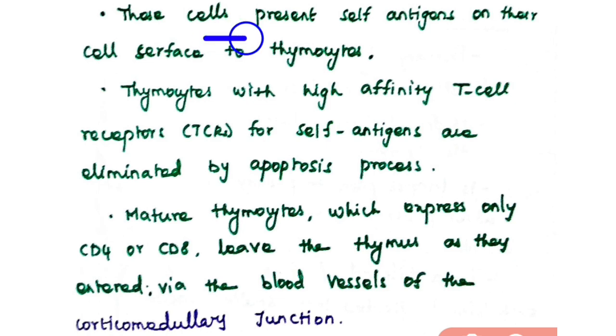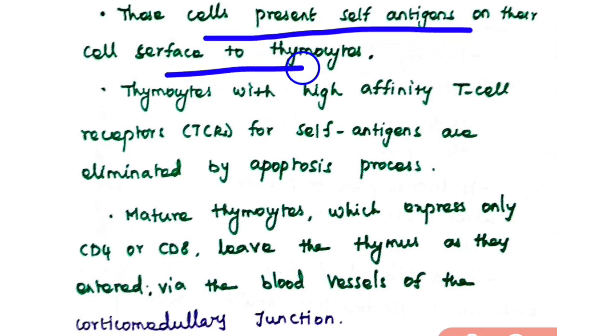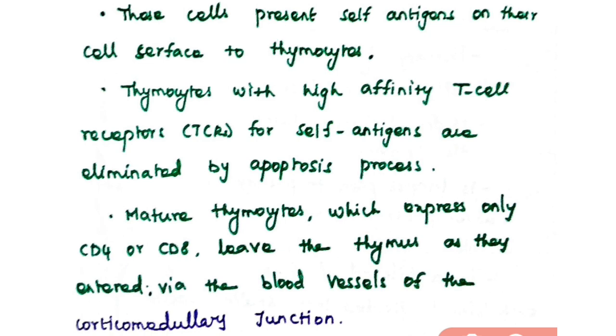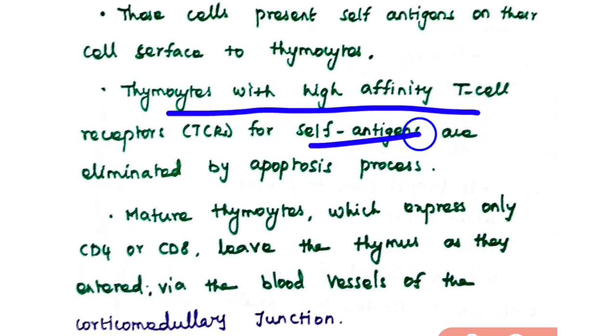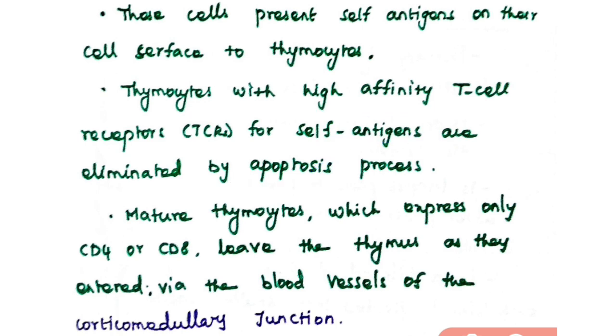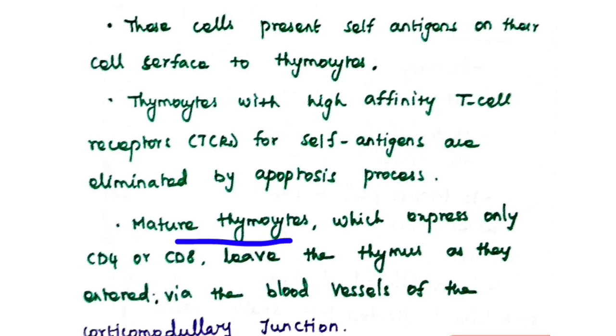So these antigen presenting cells and stromal cells present self antigens on their surface to thymocytes, and thymocytes with high affinity T cell receptors for self antigens are eliminated by apoptosis. Then the mature thymocytes which express only CD4 or CD8 leave the thymus as they entered, via the blood vessels of the corticomedullary junction.